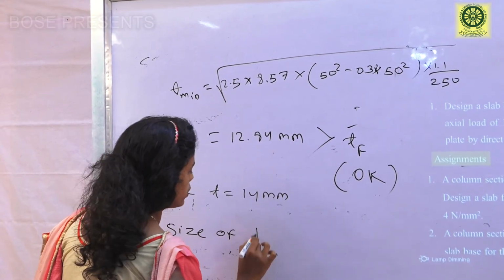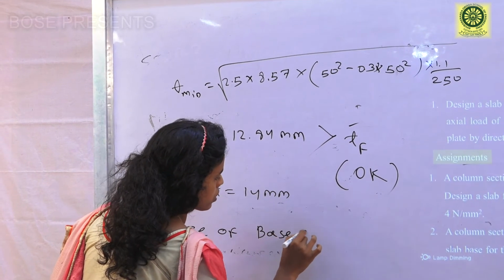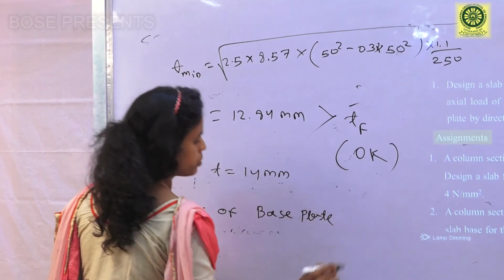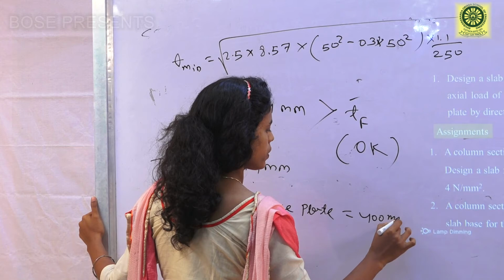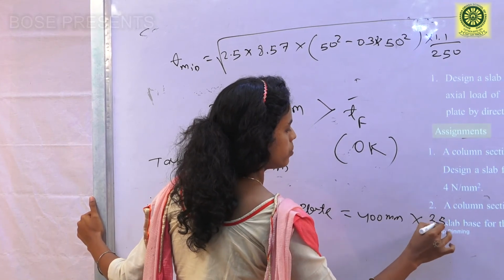So the size of base plate provided here. Size of base plate is equal to 400 mm by 350 mm.